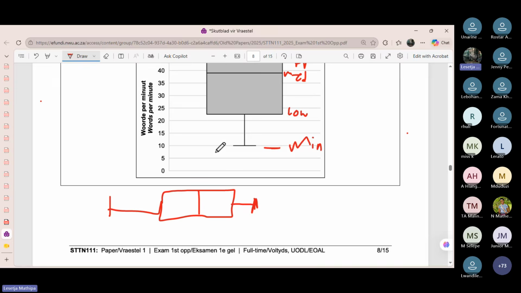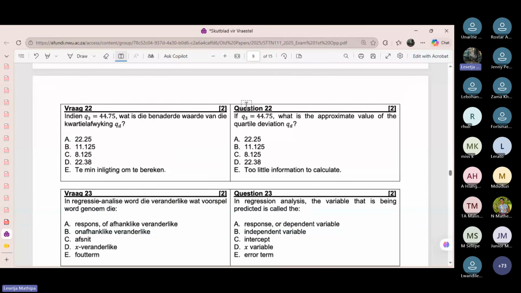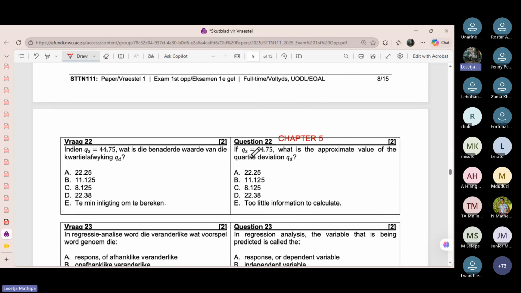So let's move to question 22. What is the quartile division? That's chapter 5. It says if Q3 is equal to 44.75, what is the approximate value of the quartile division, QD? Remember, QD is equal to the interquartile range, IQR, divided by 2. And the interquartile range is Q3 minus Q1, the upper quartile minus the lower quartile.